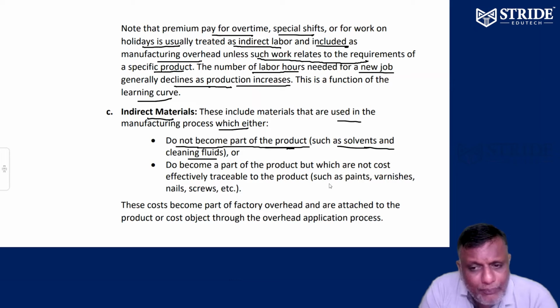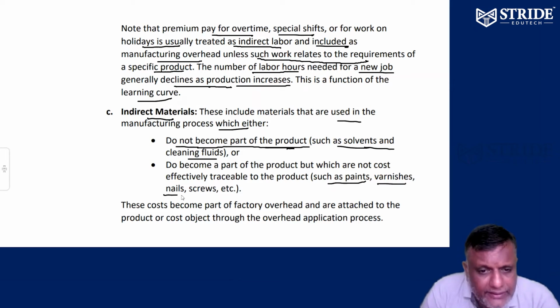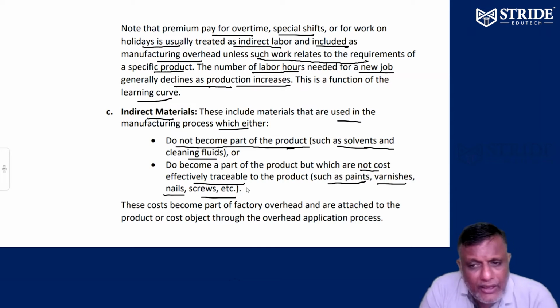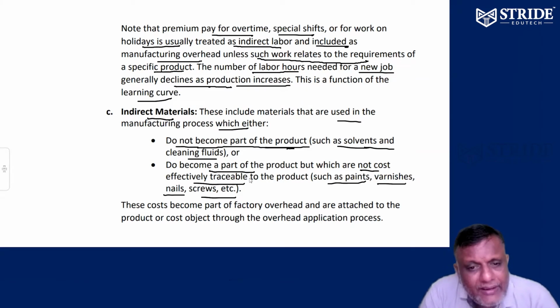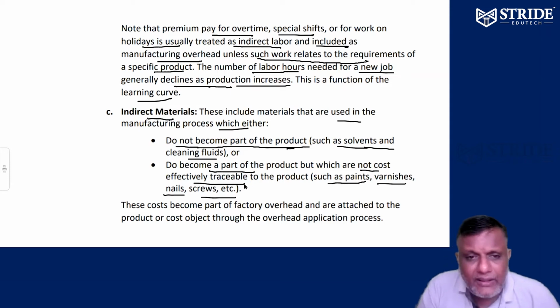Similarly, we cannot know about paint, painting done in the factory, varnishes, nails, screws, but they are not cost-effectively traceable. I don't know exactly how much paint is traceable to the product. Varnishes, nails, screws are involved, but I cannot trace them exactly. So those are going to be indirect. Non-traceable means indirect, traceable means direct.